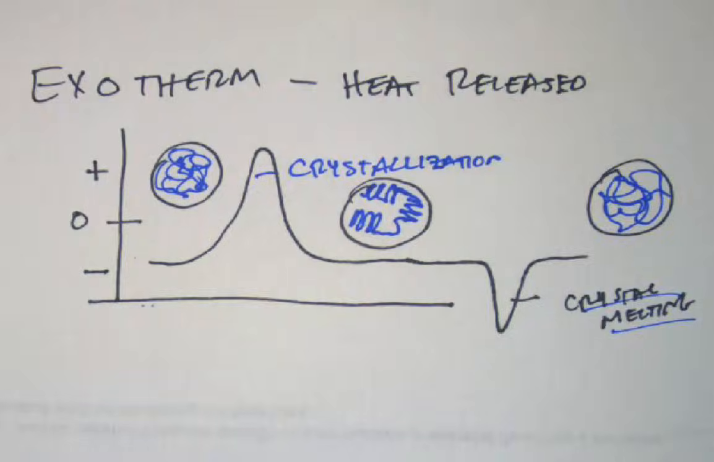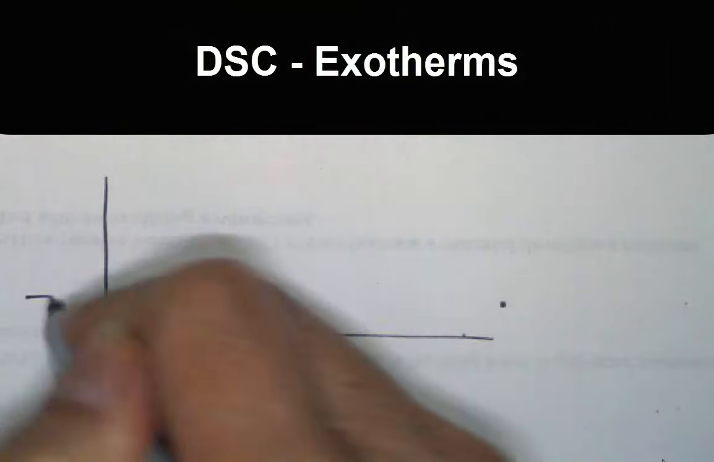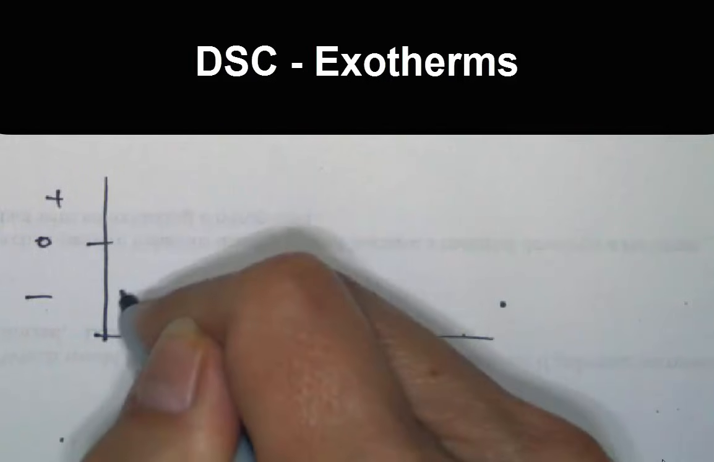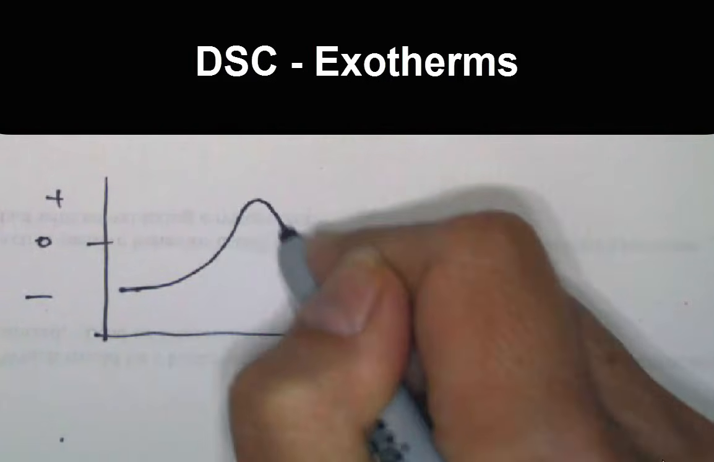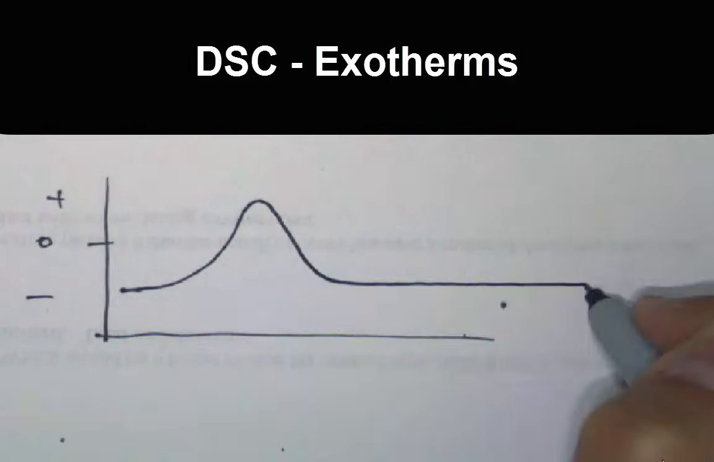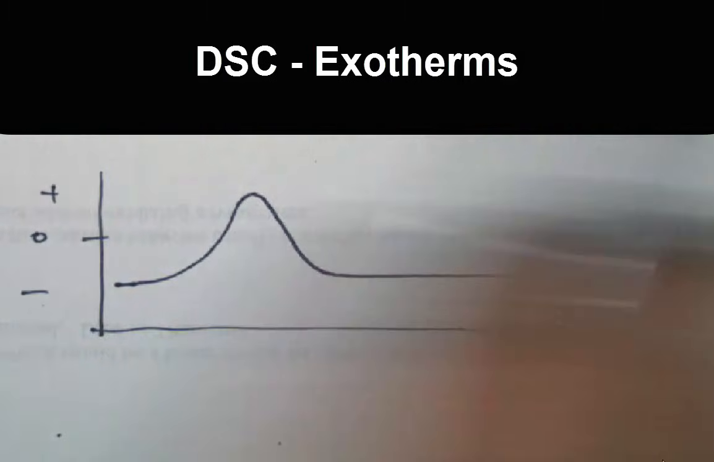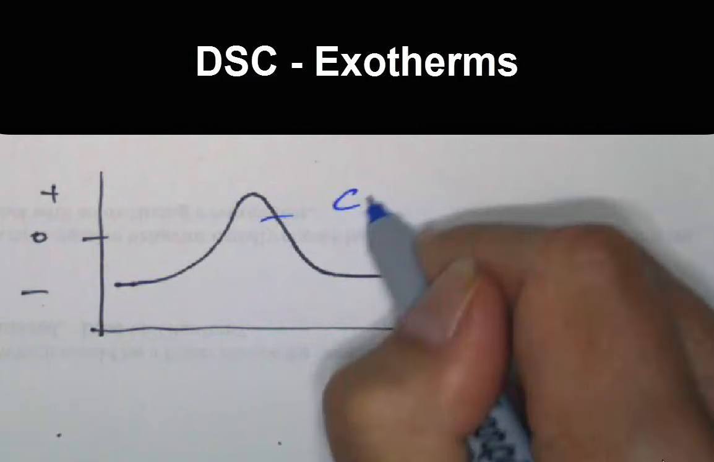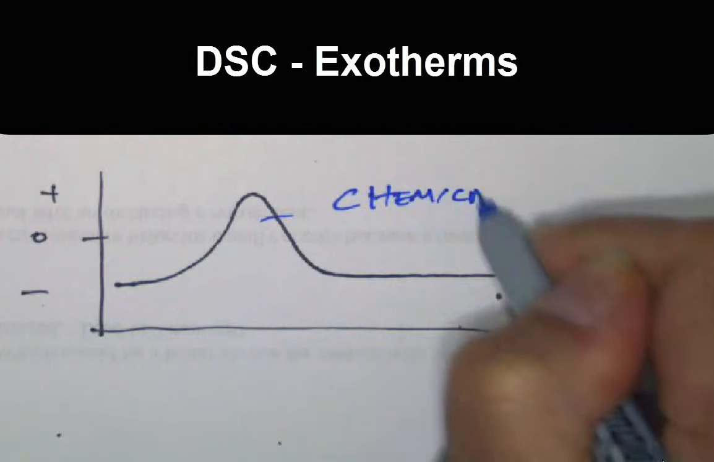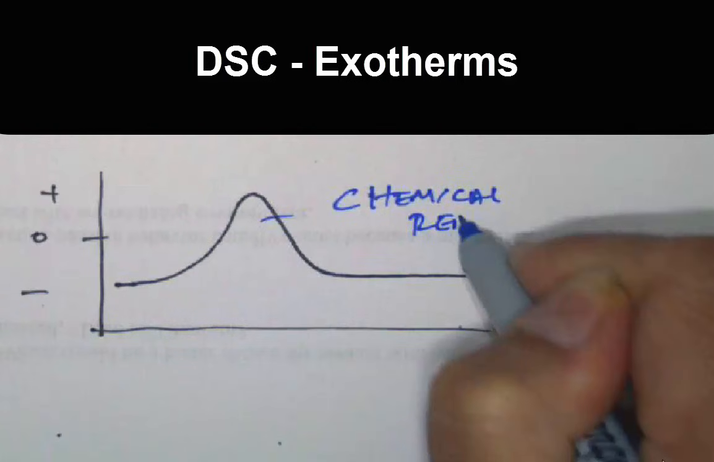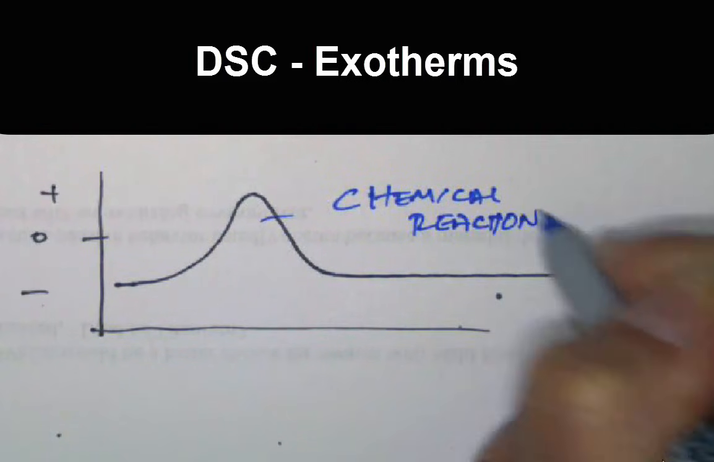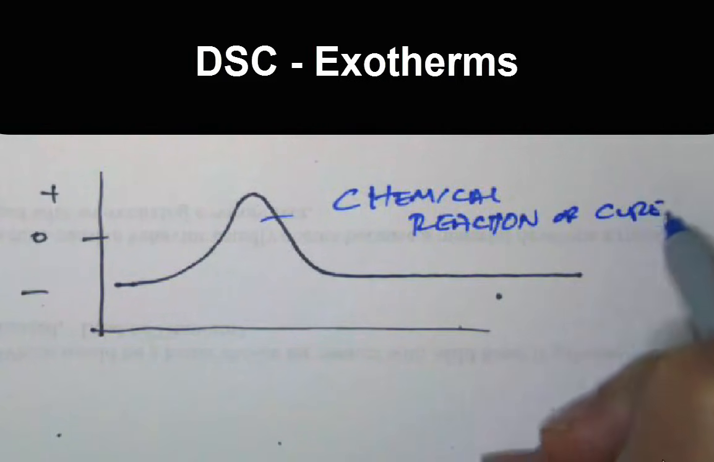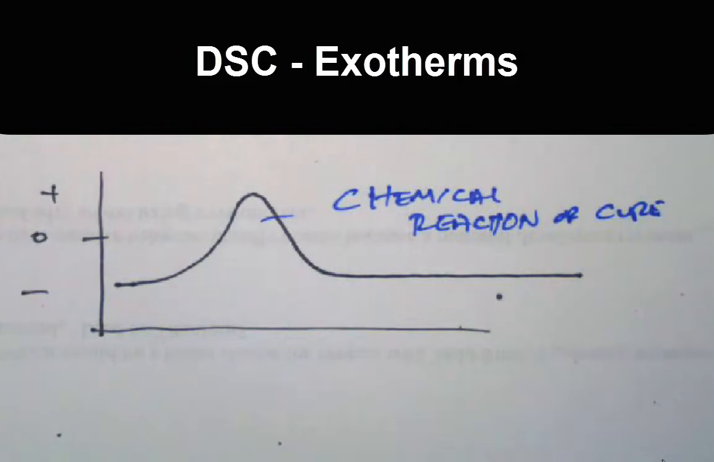The other possibility for an exotherm is a chemical reaction. And so oftentimes these also are going to go positive in terms of heat flow. And in this case, we're talking about chemical reaction or a cure. And there's no following endotherm associated with this change.